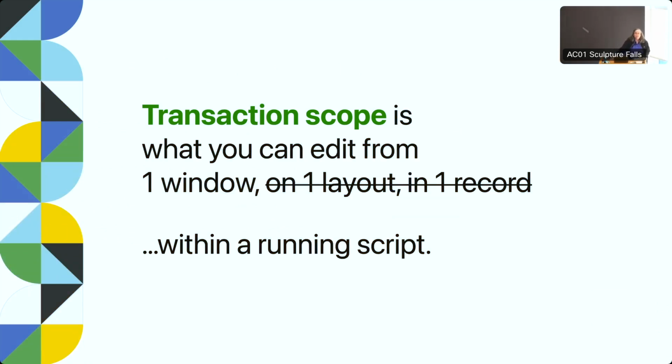So our transaction scope changed. It's still in one window, but you're not limited. You can leave the layout. You can go to other records. You can go to layouts for other tables and make changes, and it's all still open in a non-commit stage. Okay? But here's the catch. It has to be within one running script. The script could be paused, but it has to be one running script. Uh-oh, I see you winking at me. That's the main catch. It can have subscripts. We'll talk about those in a minute, but how it performs with them, we'll talk about that too.